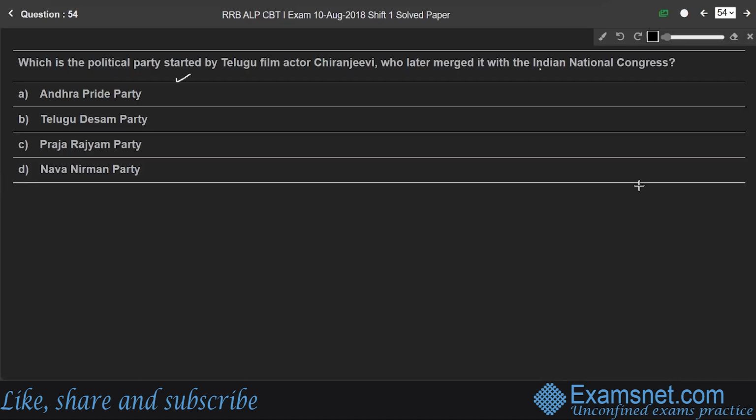Question 54. Which is the political party started by Telugu film actor Chiranjeevi, who later merged it with the Indian National Congress? The political party started by Chiranjeevi, who later merged it with the Indian National Congress, is Praja Rajyam Party. Option C is the right answer, right?